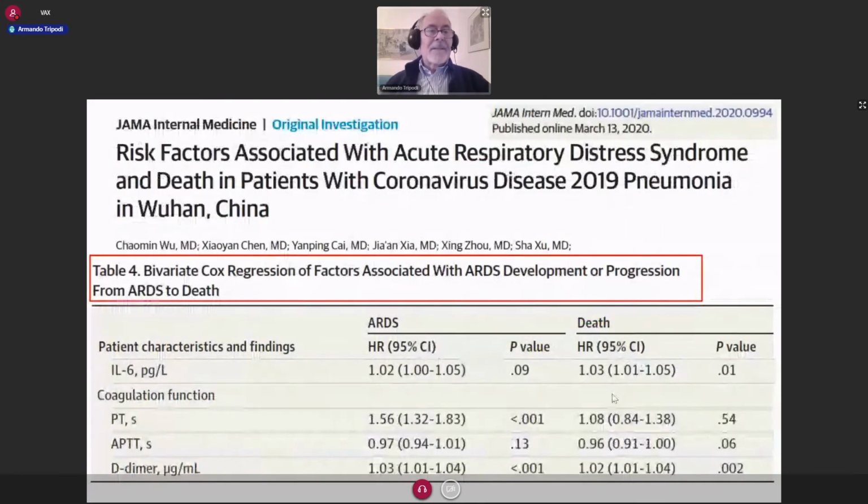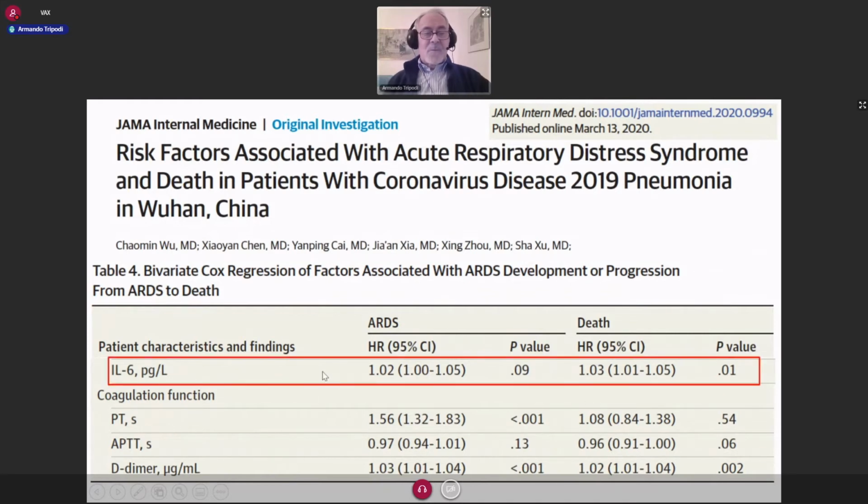The second study, published in JAMA Internal Medicine by Chinese colleagues, is this one, which was published a few months later than the first one. In this study, the authors investigated by bivariate Cox regression analysis those factors which seem to be associated with the progression of the disease to ARDS or death. And as you can see here from the hazard ratio, IL-6 was associated with the progression of the disease to ARDS and death, with a statistically significant hazard ratio.